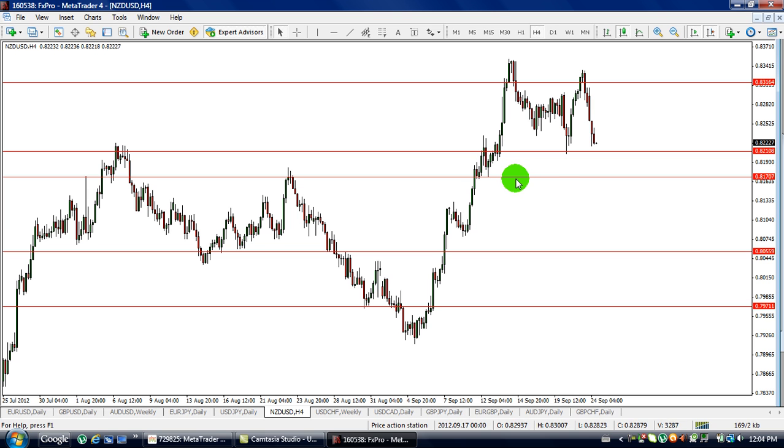I think this would be minor support. So if price came crashing down, if it cleared this line here, then it should clear this one here and go for the next support here. In a nutshell, that's what it's about. It's very simple. It's very important.